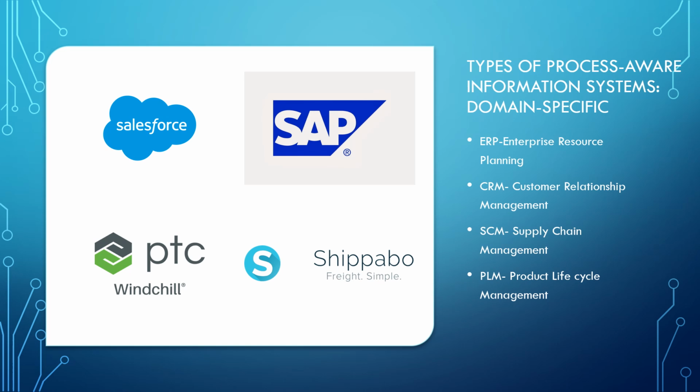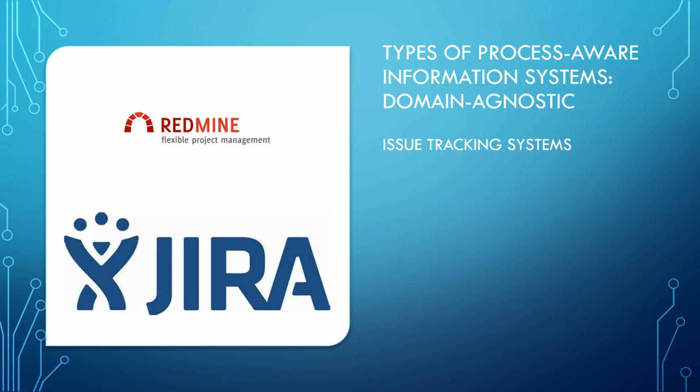PLM, so product lifecycle management, manages product development and engineering processes. Important processes supported by PLM systems are idea to launch and different types of order processes, including built to order, engineered to order, and assembly to order. It is great for revision control specs and documents. Examples include Windchill, Autodesk Fusion Manager, and Teamcenter.